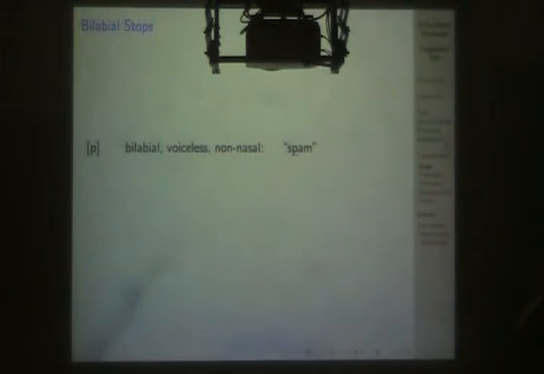Okay? So, the first sound is non-nasal, voiceless. Second sound, also a bilabial stop, also non-nasal, but this one is voiced. Buh. Can you feel the difference? Buh, puh. Third sound, also a bilabial stop. This one's voiced, but this one's nasal. Mm-ma. So far, so good?